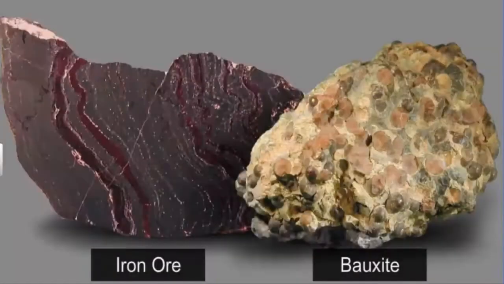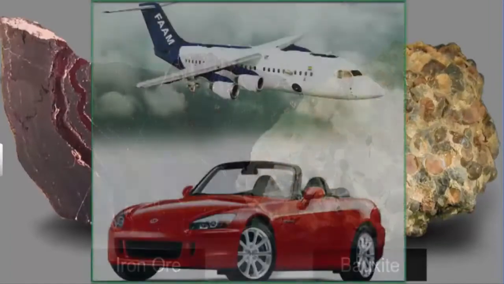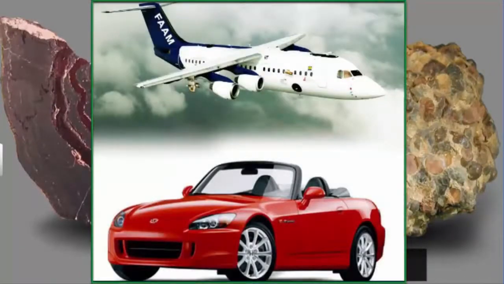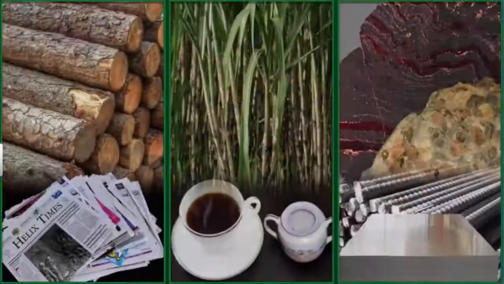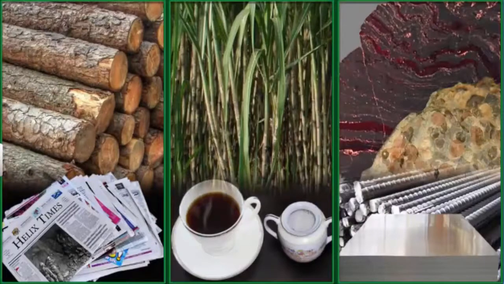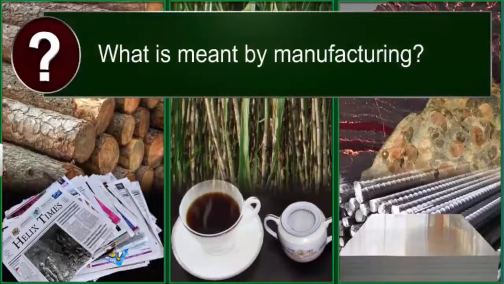These rocks are what our cars and aircrafts are made of. Not the ores, but the iron and aluminium manufactured from them. In all the examples we saw so far, we talked about manufacturing something from another thing. Let us understand what we mean by manufacturing.